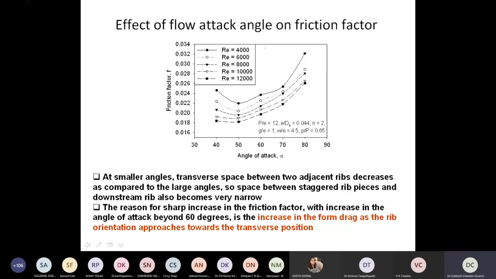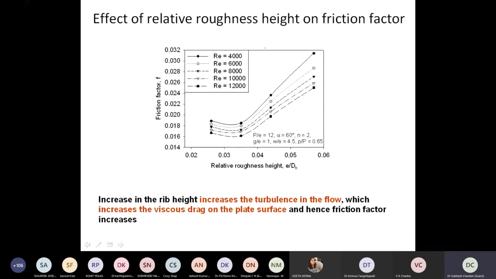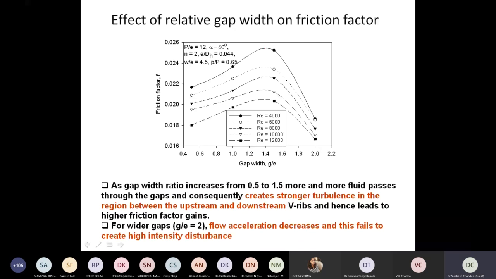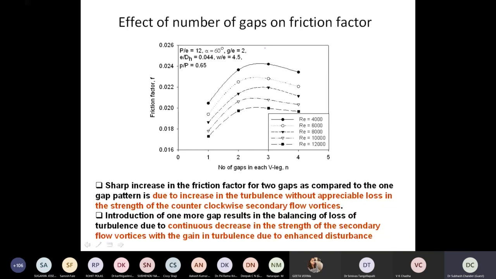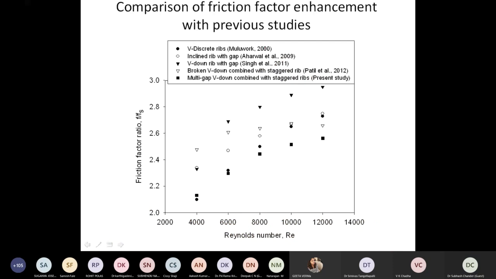So this is how we can decide that the height of the rib, if it is low, is giving you a reasonably low value of friction factor. Similarly, the gap, which is of the order of 1, gives a reasonably low friction factor. Similarly, if the number of ribs is 2, then they give a reasonably low friction factor. We could see that in our study it was quite the lowest as compared to the other studies. Then we computed performance the same way I discussed.